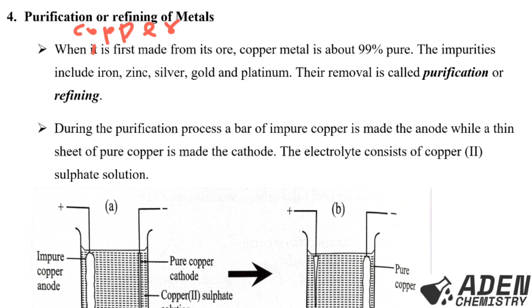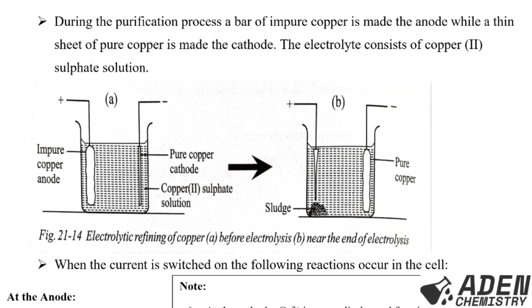And we're saying during the purification process, a bar of impure copper is made the anode, while a thin sheet of pure copper is made the cathode. Then we are told the electrolyte consists of copper 2 sulfate solution. So this is what is going to happen when we do the purification process or refining of metals. Here we have pure copper made at the cathode, while the anode is made of impure copper, and our electrolyte is a solution containing copper 2 ions, or copper 2 sulfate solution.